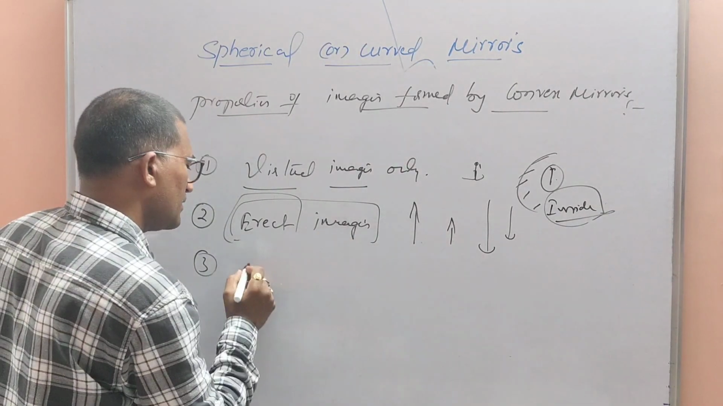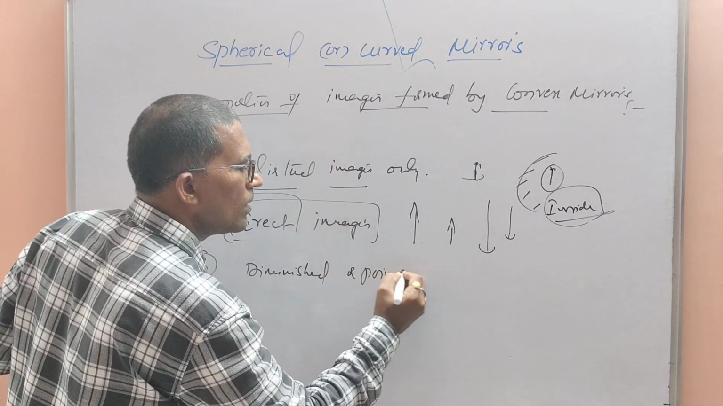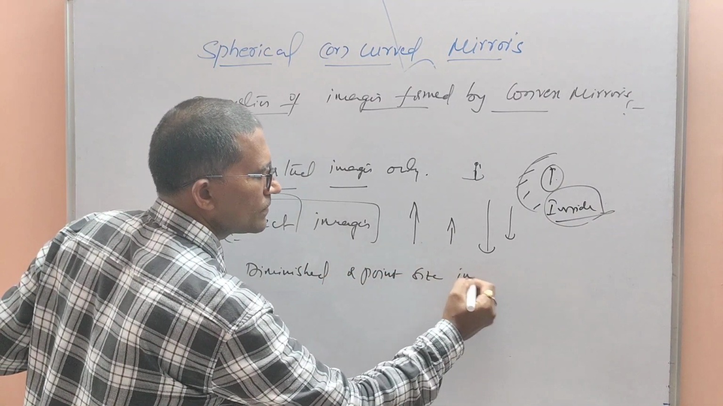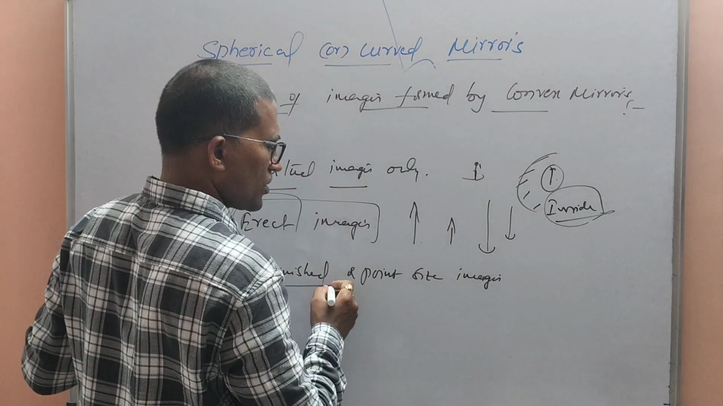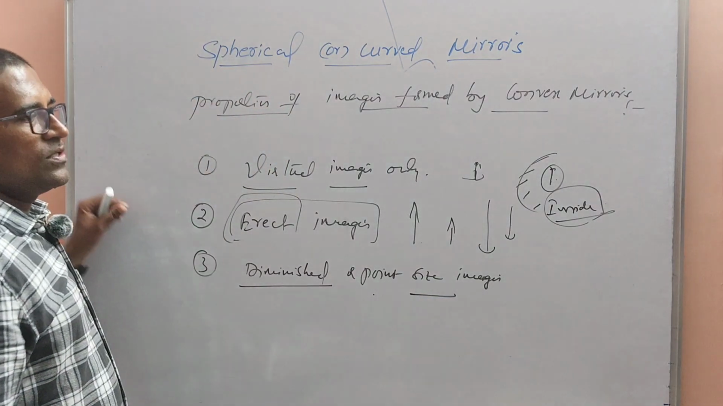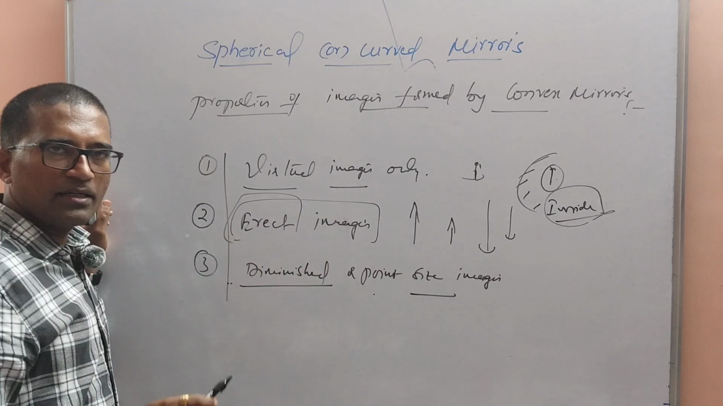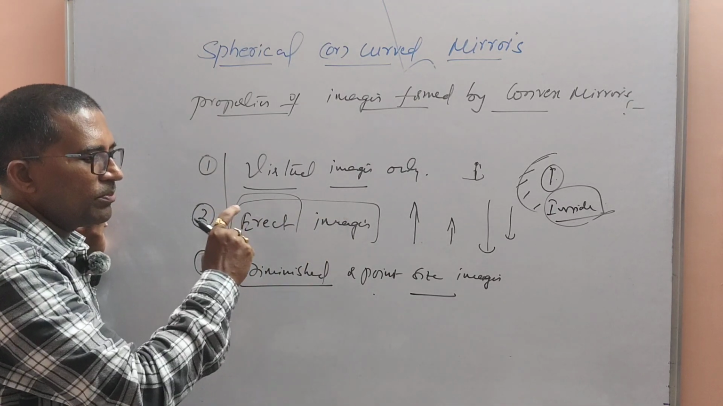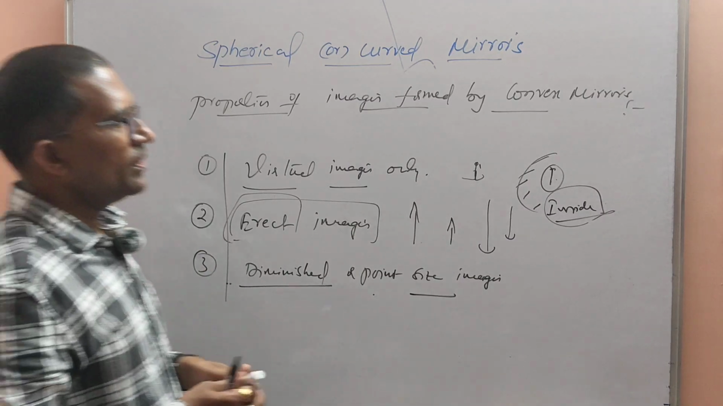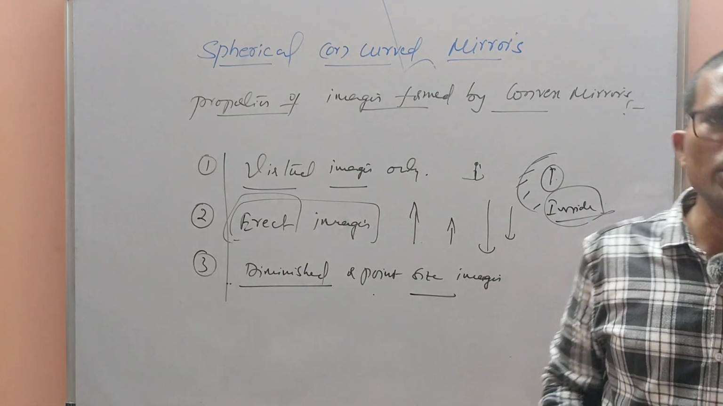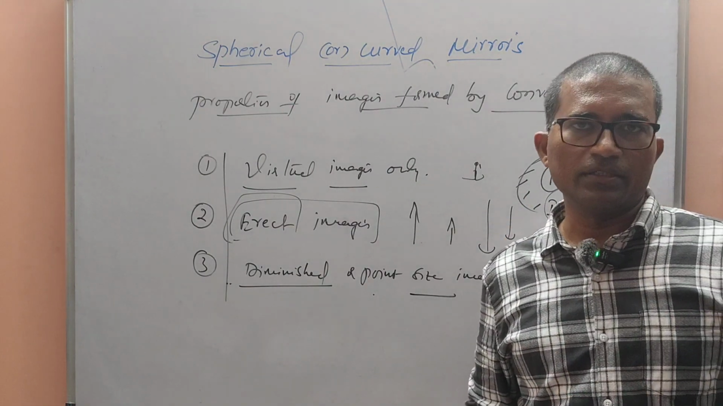Diminished, erect images. Next, the image will always be diminished or point size. Understood? They always form diminished or point size images. These are the main properties, very important. There might be some others, but these are the main properties of the image formed by convex mirrors which you have to remember. Okay, I hope you all understood what a concave mirror is, what a convex mirror is, and the properties of the images formed by convex and concave mirrors.